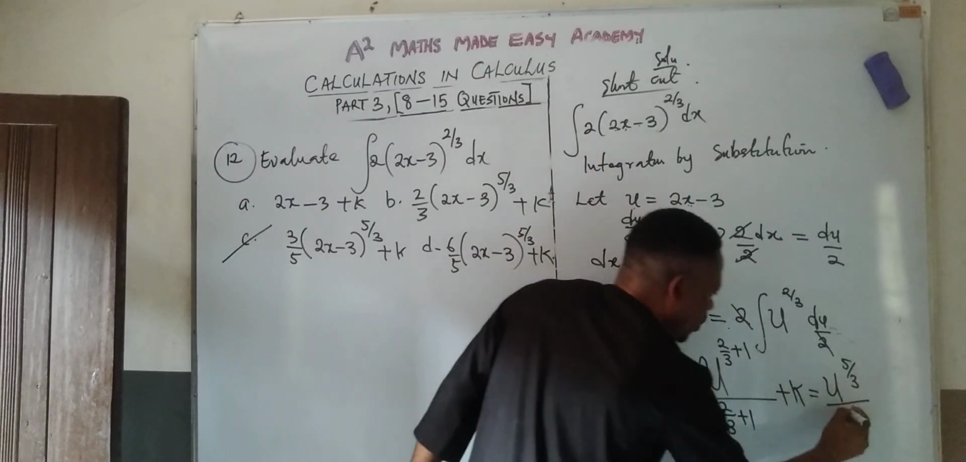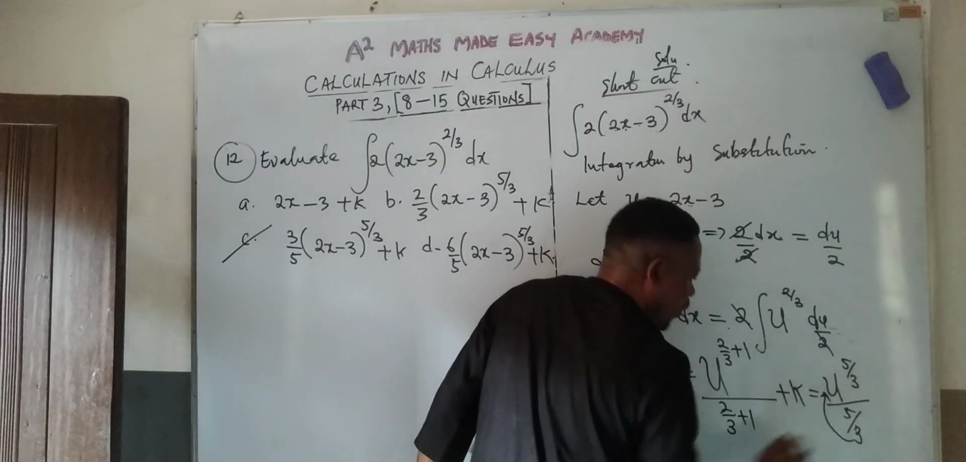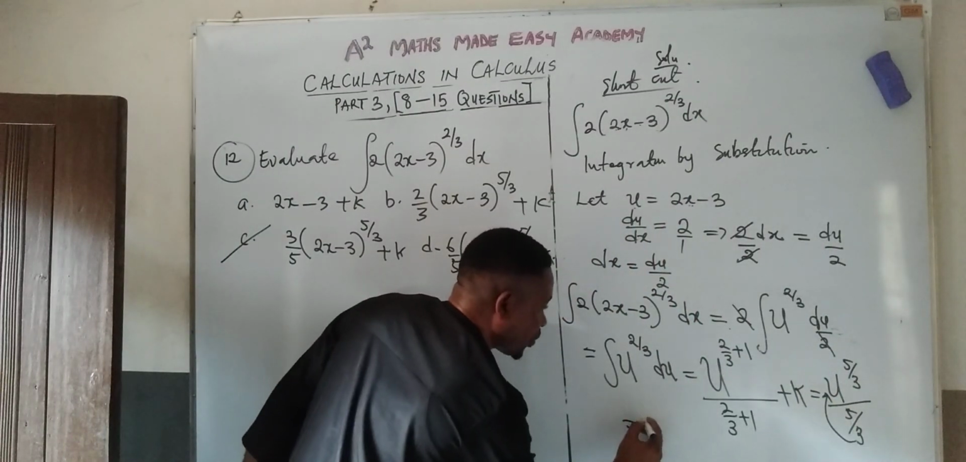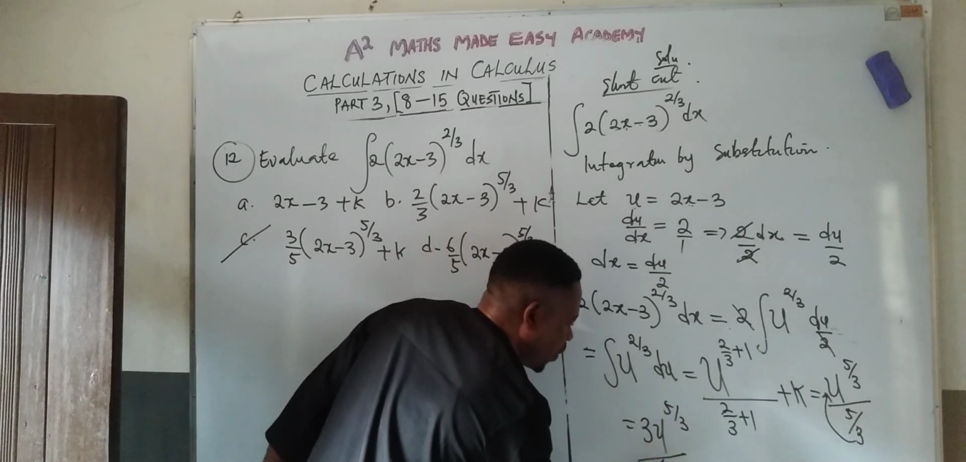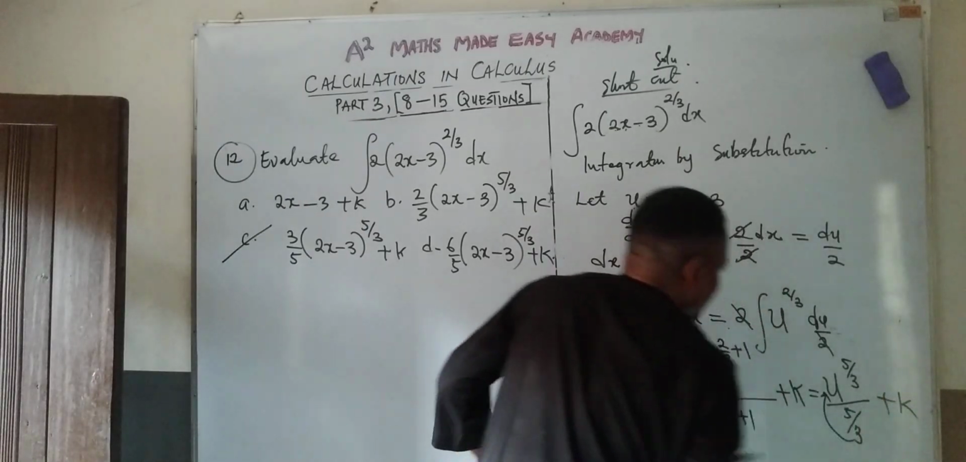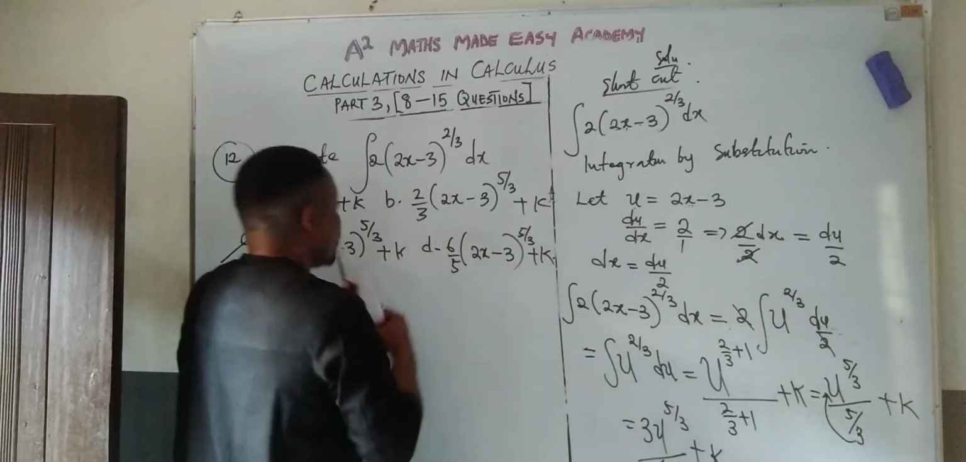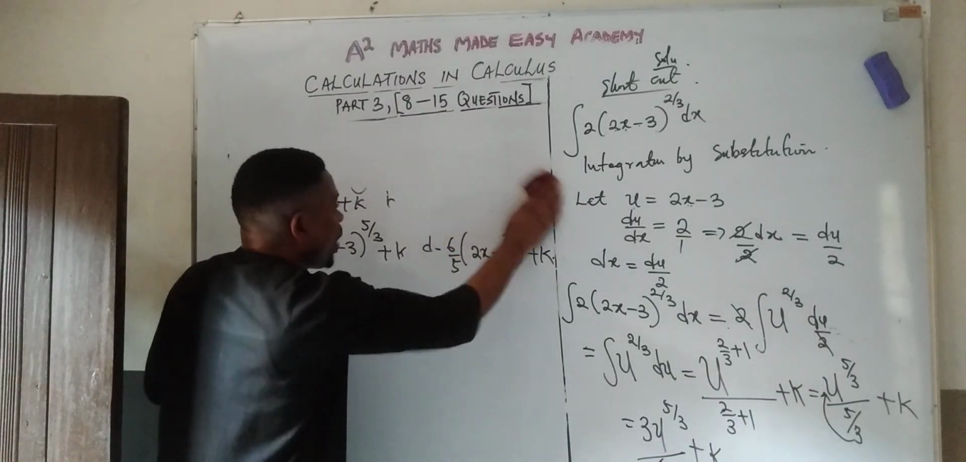Am I communicating? Here also will become 5 all over 3. Remember what I said? 3 will move up. If 3 moves up, you begin to have 3u raised to power 5 over 3, then all over 5, then plus K. Are you with me? Then finally, what do you have?